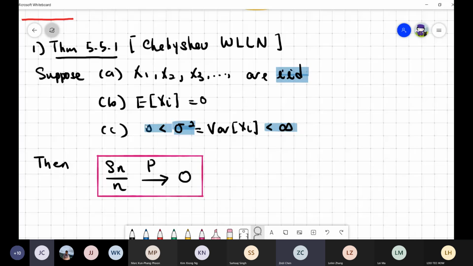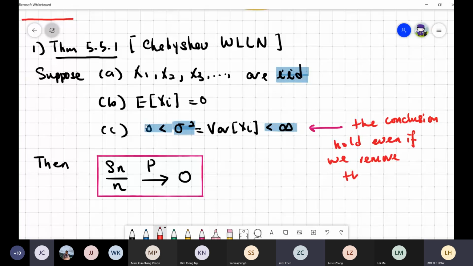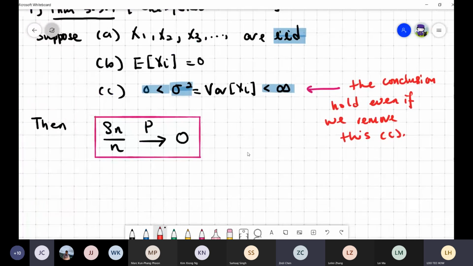In fact, we can remove this. This is not needed, which means the conclusion is still true even if we remove this C. So that is actually another version of our weak law of large numbers. So that is the second one.